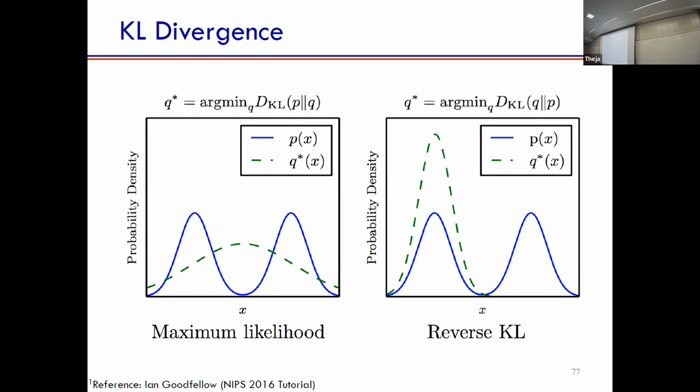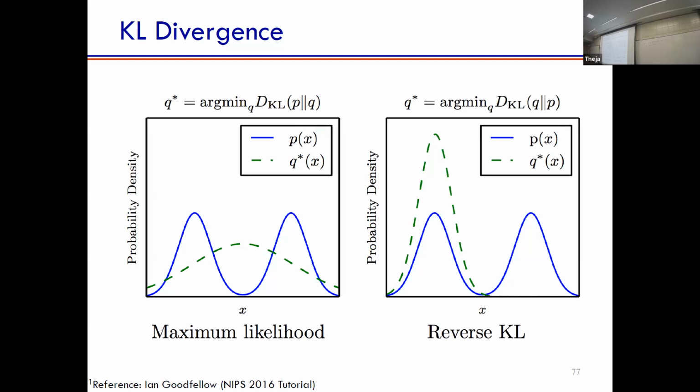We want to fit a Gaussian which approximates the original input distribution, which is the two bimodal blue thing. Then if Q is in the numerator, or is the first argument, the best approximation is actually this dashed green curve, which is different from this side. Okay.